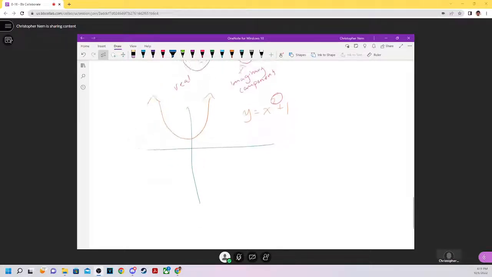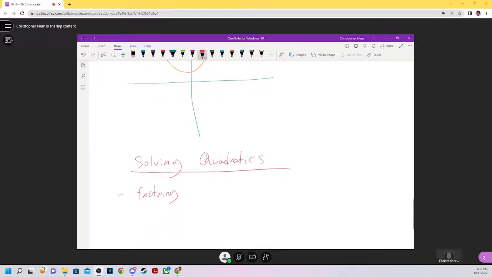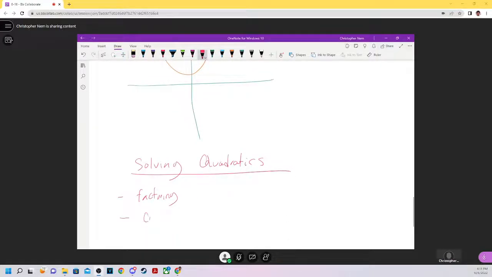Well, if we remember how to solve a quadratic, solving quadratics, you have 3 main ways. Factoring is one of them. We have completing the square, and then we have the quadratic formula.